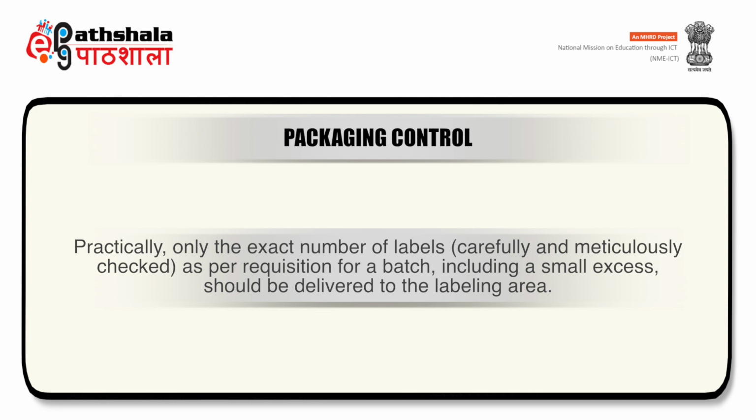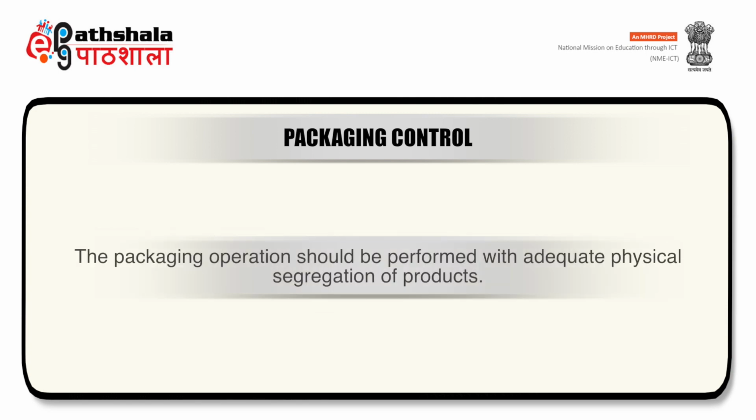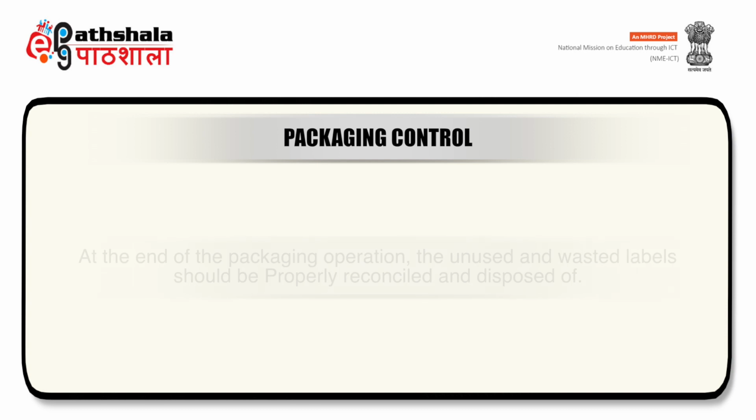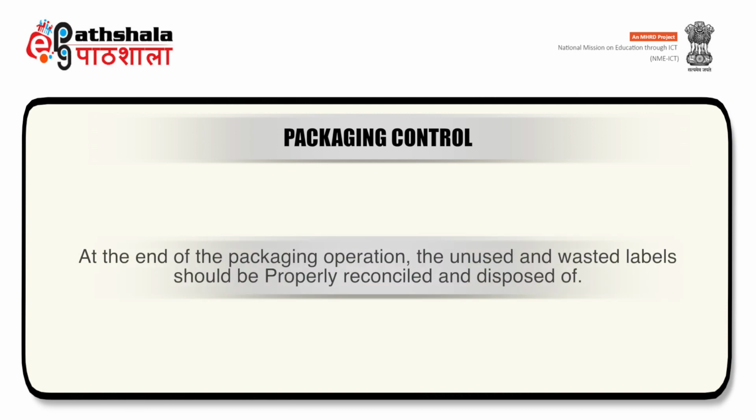Practically, only the exact number of labels as per requisition for a batch, including a small excess, should be delivered to the labeling area. The packaging operation should be performed with adequate physical segregation of products. Proper online inspection should be made during the packaging operation to ensure that no foreign drugs and labels are present, the containers and closures are adequate, and labeling is accurate. At the end of the packaging operation, the unused and wasted labels should be properly reconciled and disposed of.